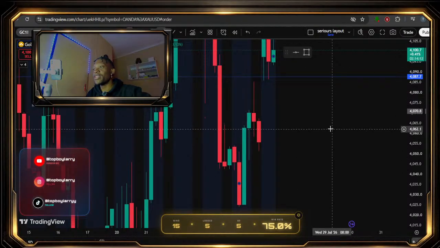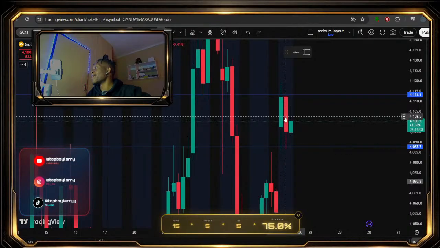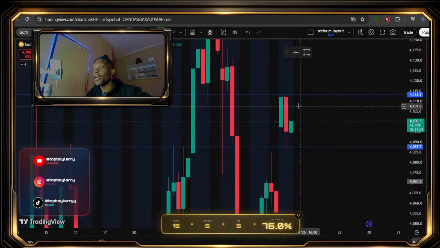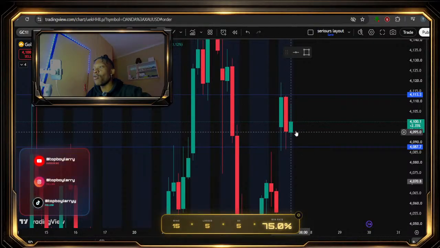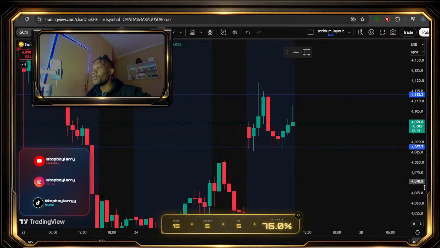So we do have two rejections previously, which is this one and this one, right? The previous candle here is basically bearish, and currently we do have a candlestick that has opened bullish, right? It is pushing bullish, but we are creating a wick here. So let's look at the 1 hour time frame and see what that looks like.